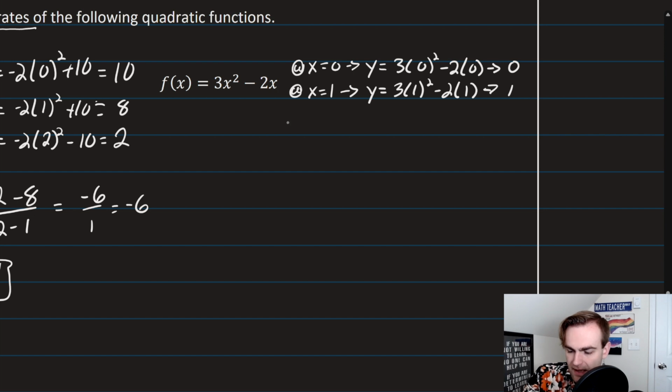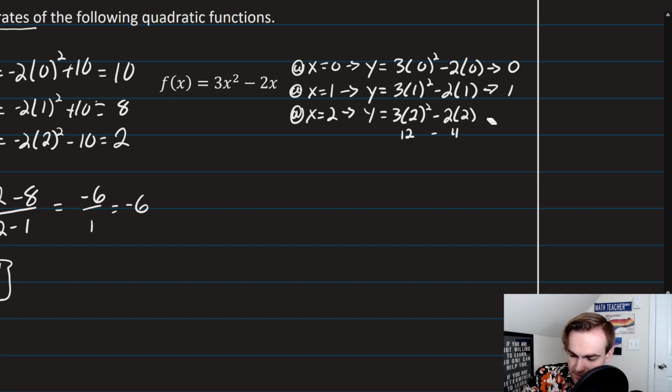1. And then at x equals 2, we're going to have a little bit more fun here. y equals 3 times 2 squared, take away 2 times 2. Well, 2 squared is 4, times 3 is 12. This would be 4, so it's 12 take away 4. That would be 8.